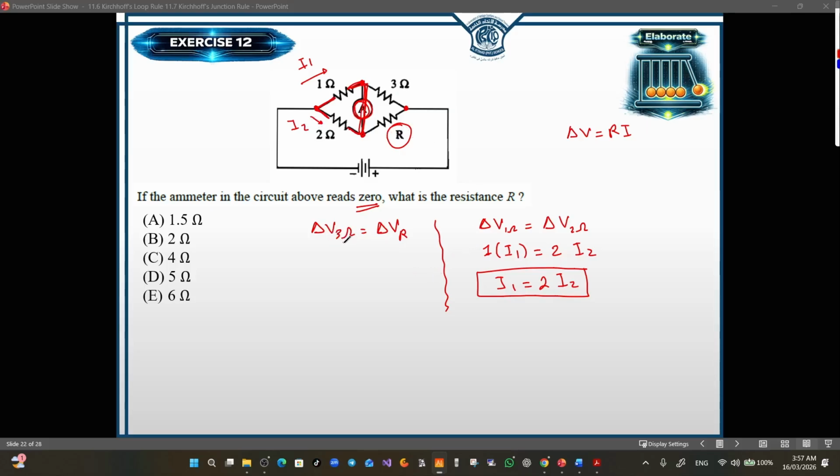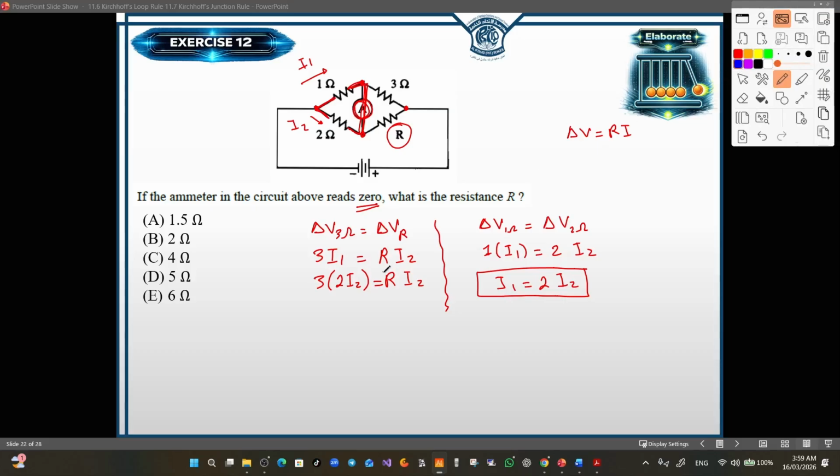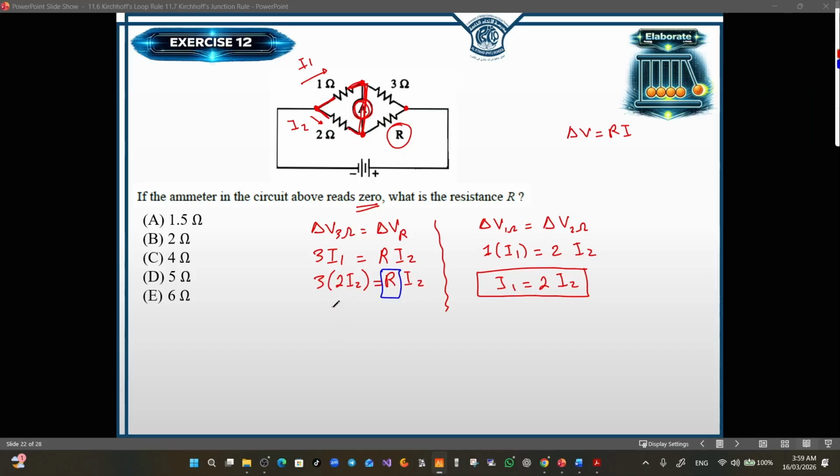Now the delta V of the 3 ohm can be written as 3 times I1, and for this one it is R times I2. Now we have deduced a relationship between I1 and I2, so let's substitute I1 to be double I2. So 3 times 2 I2 equals R I2. Remember that we are interested in finding R, so let's move I2 to the other hand side. 3 times 2 is 6. 6 I2 over I2 equals R. I2 with I2 cancels out, and R is equal to 6 ohm.